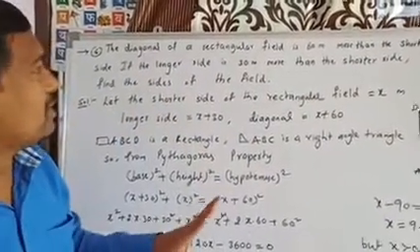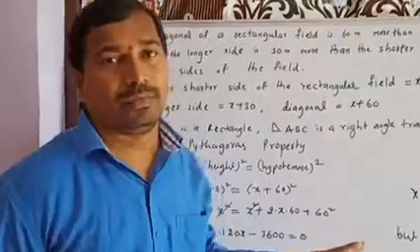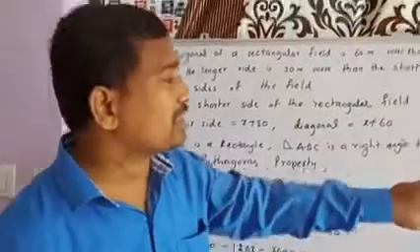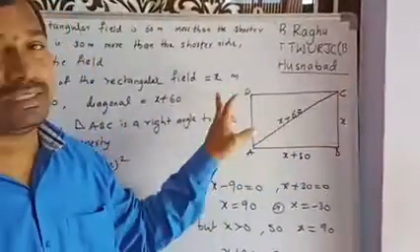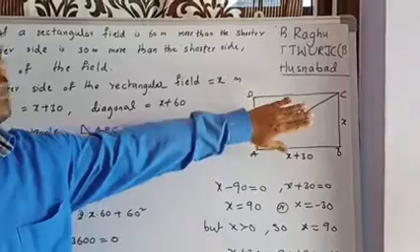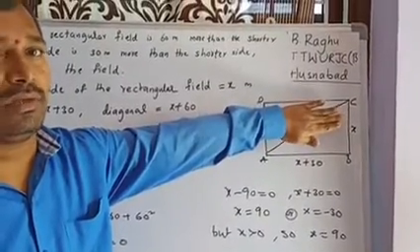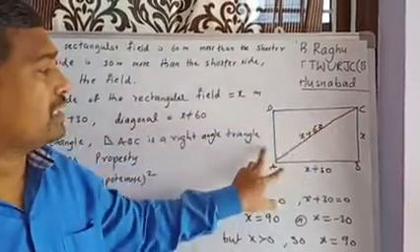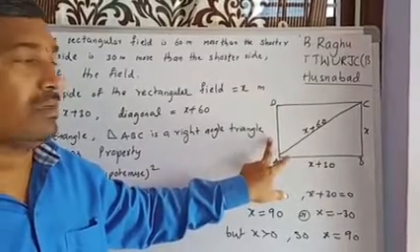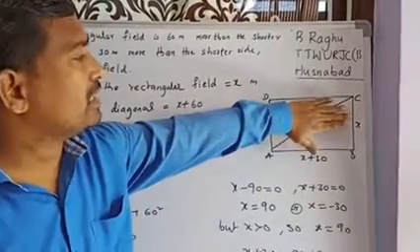So a field is in the shape of a rectangle. Let us take this as a rectangle ABCD. Rectangle means opposite sides are equal, parallel and equal, okay? And adjacent sides are perpendicular. So here, if you take, this is a rectangle.